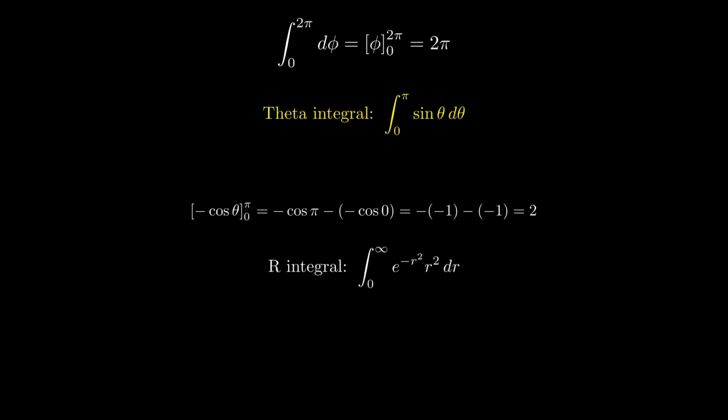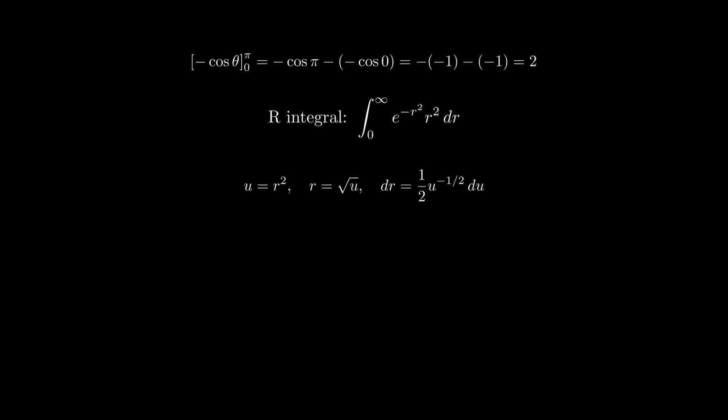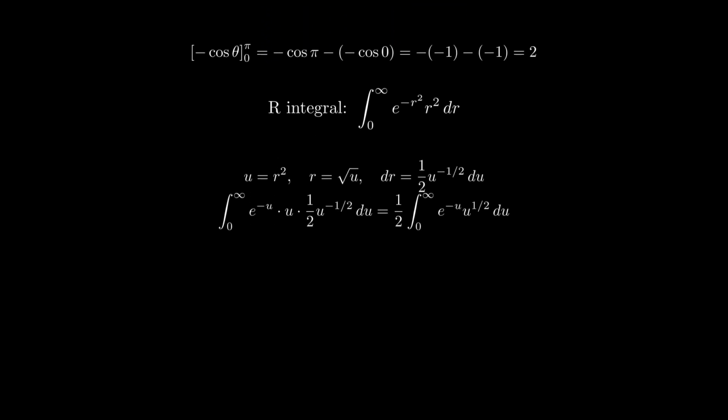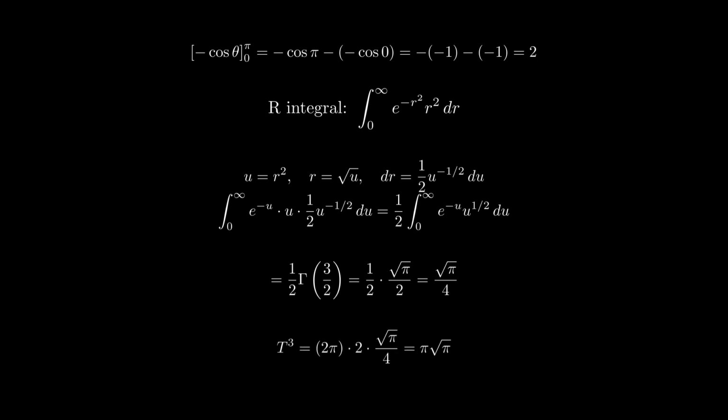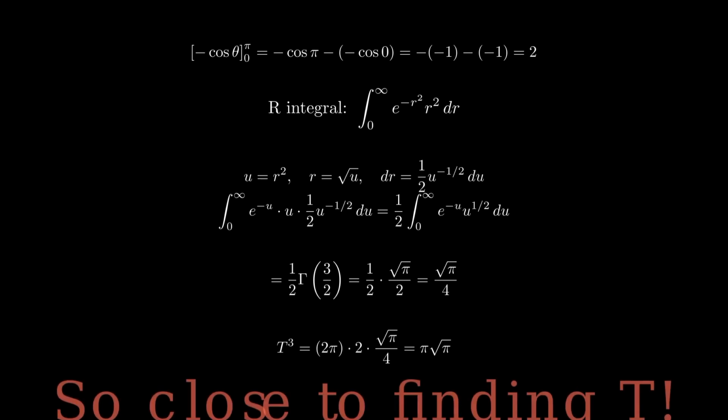Now the r integral from 0 to infinity of e to the negative r squared times r squared dr is trickier. Let's use a substitution. Let u equal r squared, so r is the square root of u, and dr is 1/2 u to the negative 1/2 du. This turns our integral into 1/2 times the integral from 0 to infinity of e to the negative u times u to the 1/2 du, which is 1/2 times the gamma function of 3 halves, or 1/2 times the square root of pi over 2, giving us square root of pi over 4. Multiply all 3 together. 2 pi times 2 times square root of pi over 4 simplifies to pi times the square root of pi. We're so close to finding t.